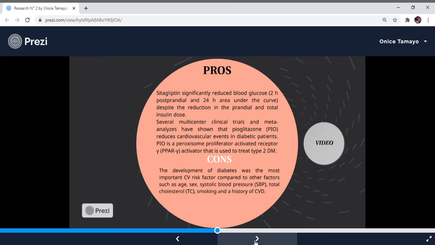Cons: The development of diabetes was the most important cardiovascular risk factor compared to other factors such as age, sex, systolic blood pressure, total cholesterol, smoking, and history of CVD.